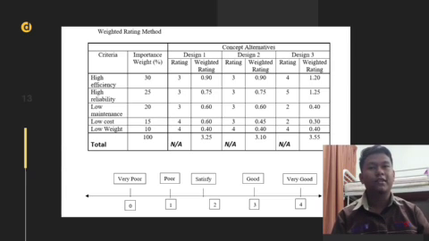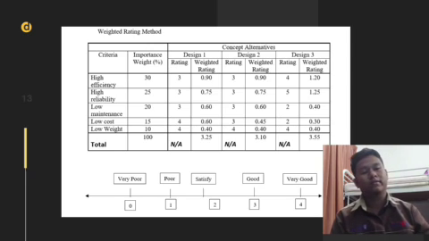So lastly is the weighted rating method. Based on the three designs, we rate the design based on the efficiency, reliability, maintenance, cost and weight. We can see from the weighted rating method that the third design gets the highest mark, which is 3.55. So that's why we choose design 3.